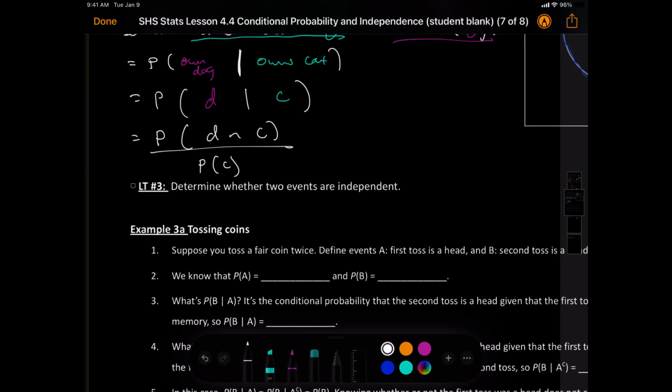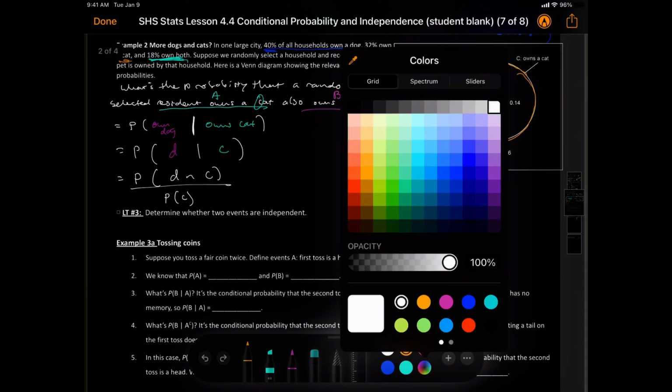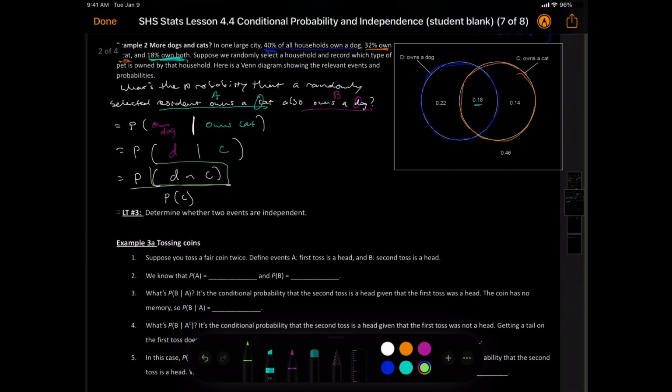Okay. So again, this right here means intersection. I guess I should use a different color. This means their intersection from that N. So where is the intersection of my circles? That is everything here. So that would be 0.18.